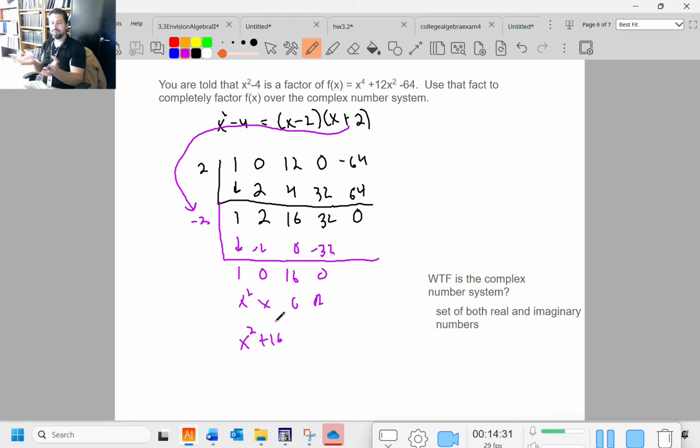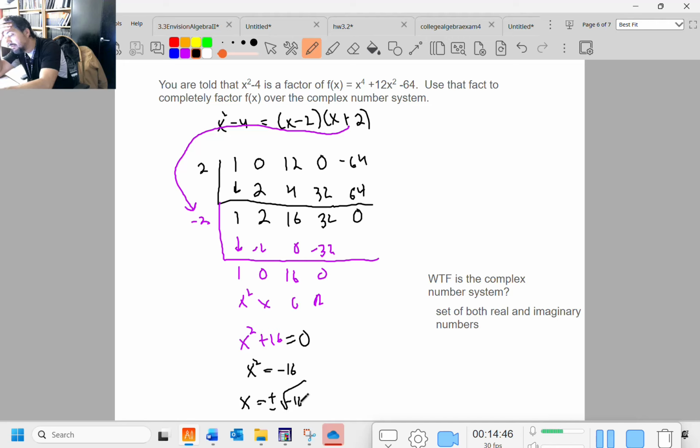Now, how does that factor? This is probably the easiest way for most of y'all to learn how these things factor. Set it equal to 0. X squared would then be -16. X would be plus or minus the root of -16, which is going to be plus or minus the imaginary root of 16, which is plus or minus 4i.